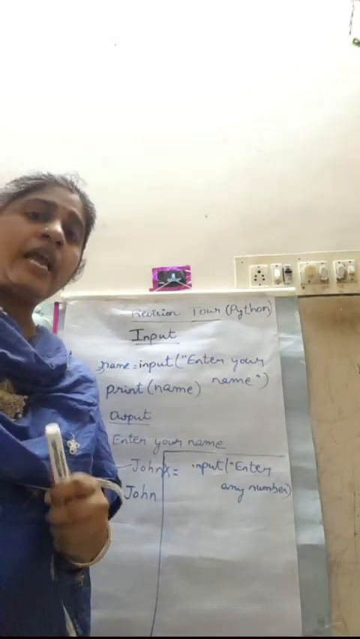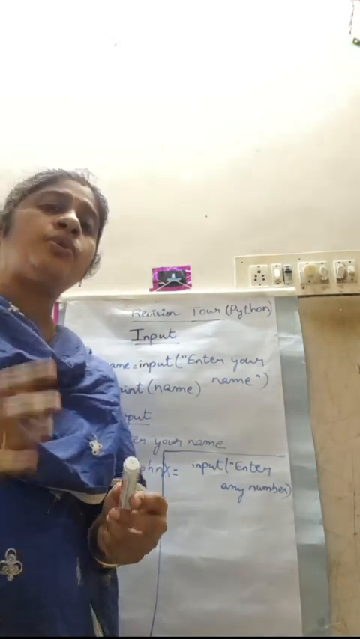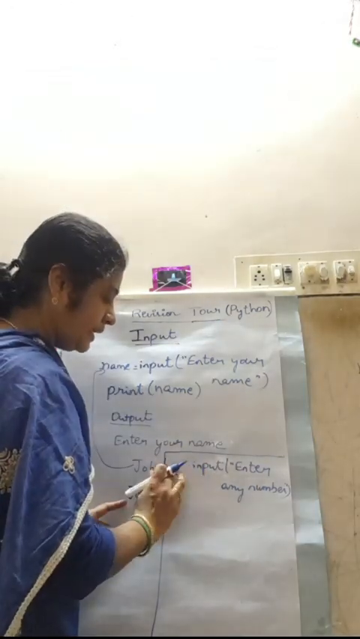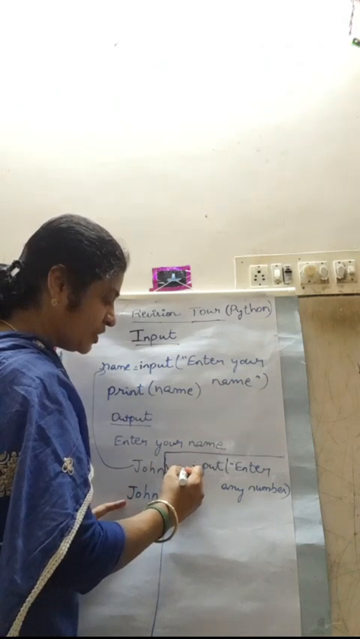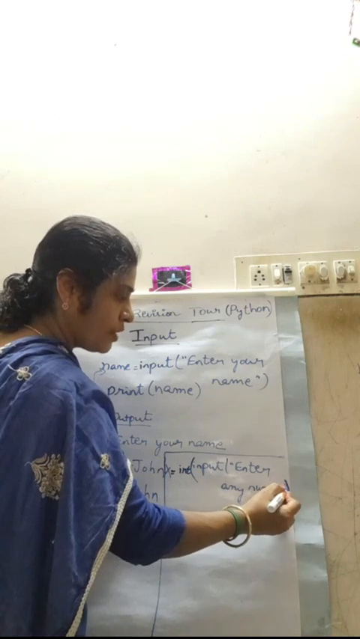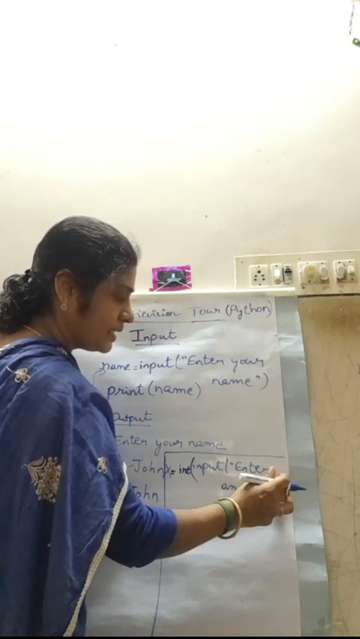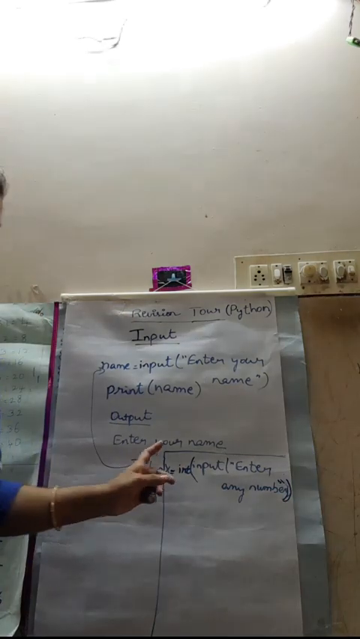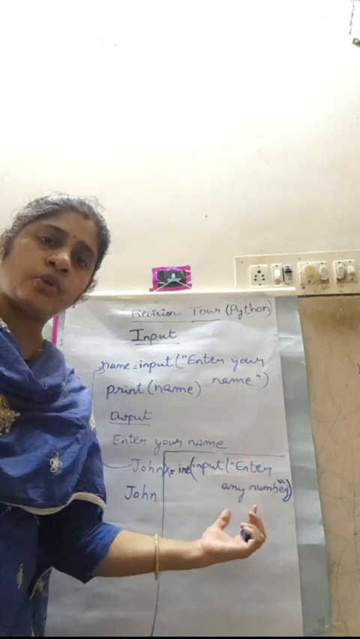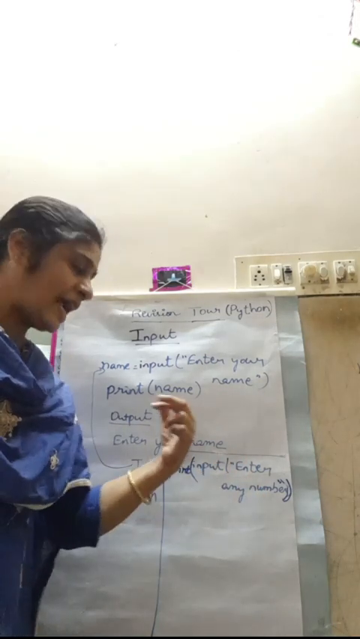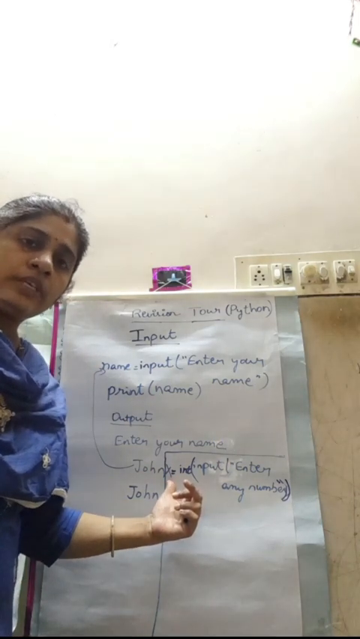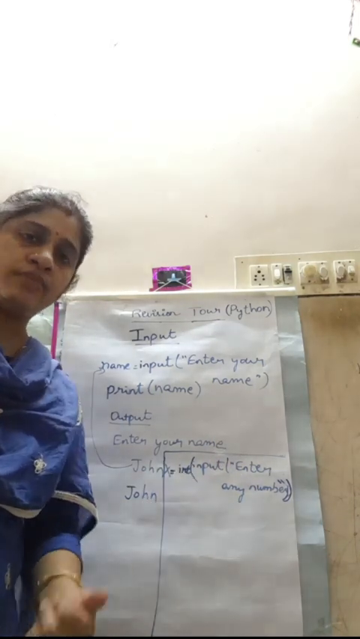But I don't want a string. I want a number. So I have to convert the string into a number. So I have to use the function int, and you put here two brackets. Whatever value you are taking from the user, that will get converted to integer and it will get stored in variable X. So this is how you can take an integer value from the user.